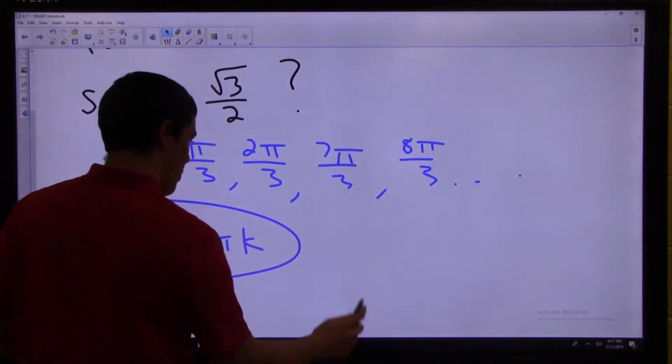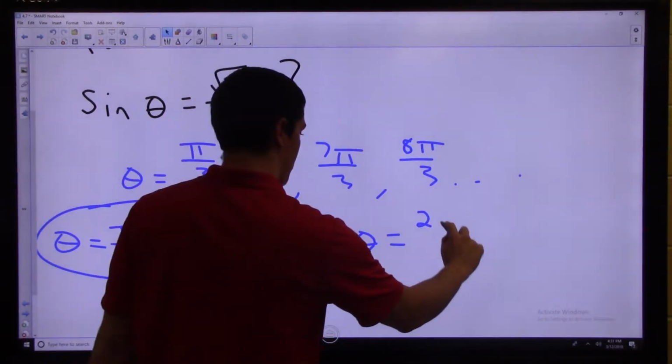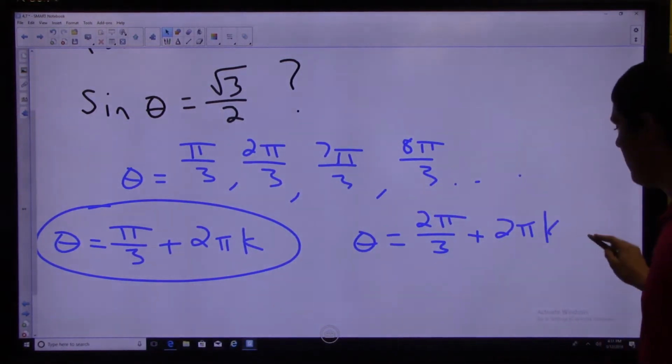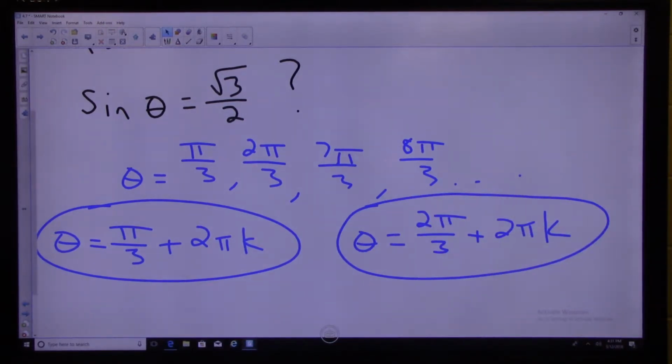And let's keep going. Theta could also be 2 pi over 3 plus 2 pi k. So if I pick that point right there, 2 pi over 3 plus 2 pi k would be an answer as well. Now, hopefully that makes sense. That's going to be your answers. Those are all of your answers. Okay, those are infinitely many answers because k can be anything.